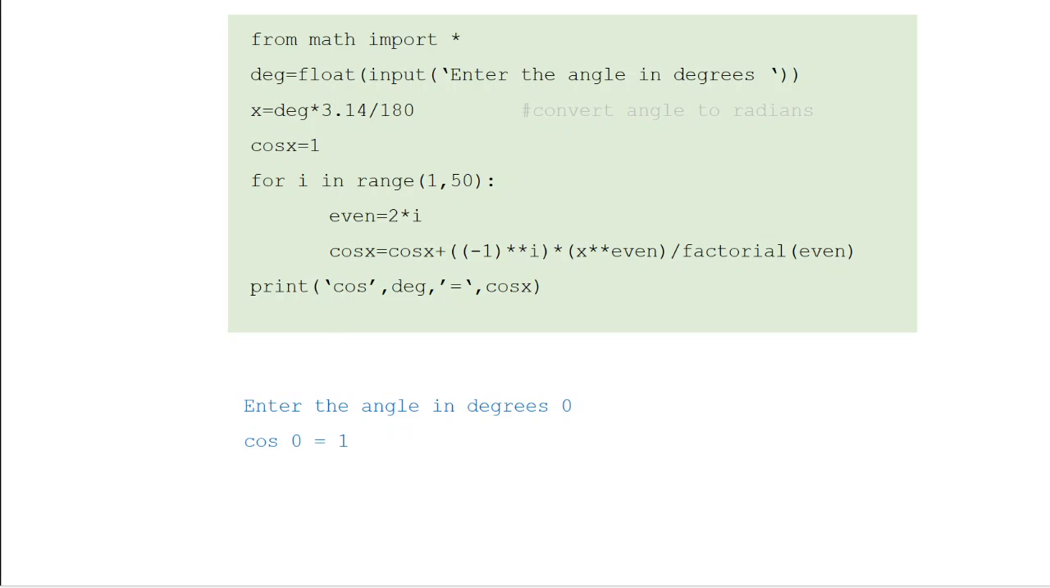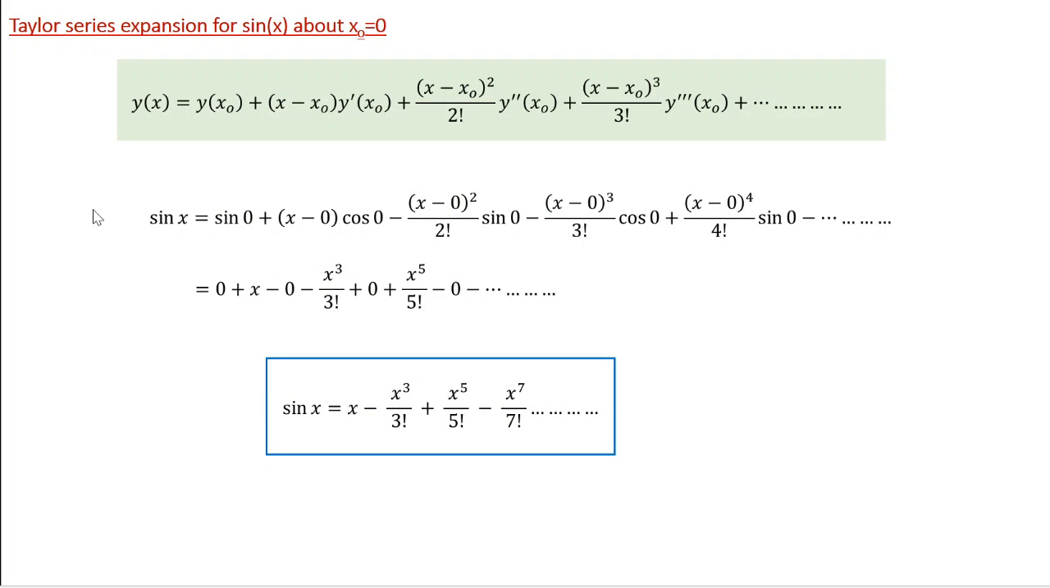Next, same thing we can do for sin x. So once again, write down the Taylor series expansion for sin x. x naught equal to 0. So y of x naught equal to sine 0, then x minus x naught, that is x minus 0. Derivative of sine is cos, so you have plus cos 0, plus x minus 0 square divided by 2 factorial y double prime of x naught. Derivative of cos is minus sine, so you have minus sine 0 and all the higher order terms. So this is going to be sine 0 equal to 0, plus cos 0 equal to 1, so x minus 0 equal to x, so the second term is x.